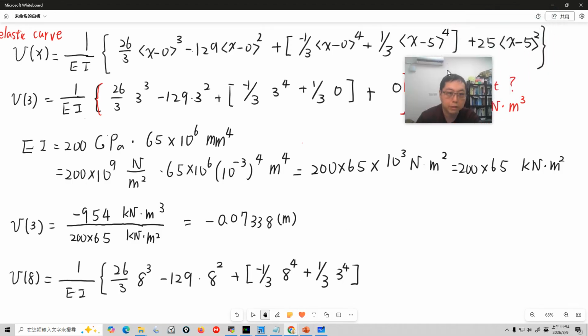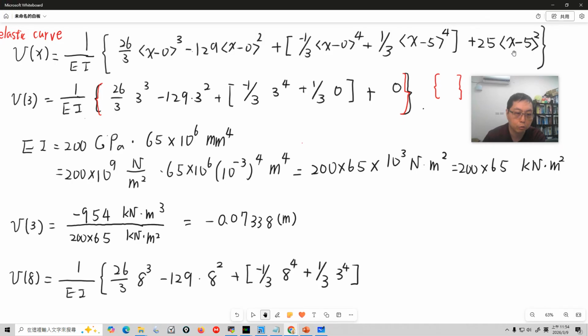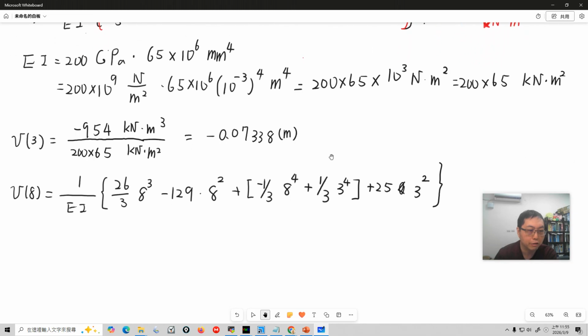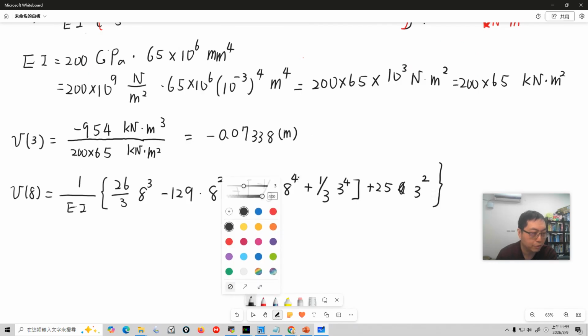And the last term is 25, and x equal to 8, so a minus 5 is 3, so it is 3 to the power 2. So that's overall. Okay, the unit for the bracket is kilonewton times meter cubic, the same thing here. And so you just use your engineering calculator to calculate this value. I won't show this calculation again to save some time.